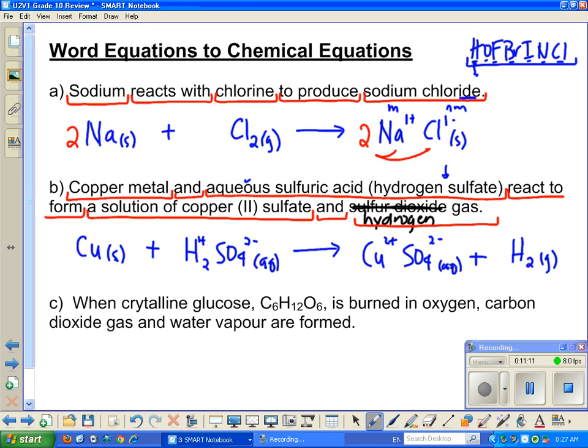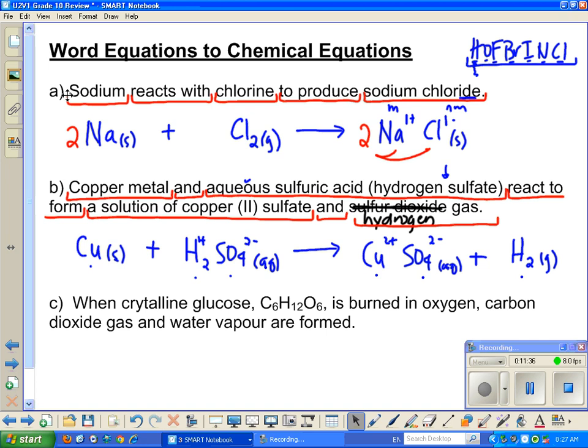Now the wonderful thing about this equation, if we compare left side and right side in terms of types of elements present, is it is in fact balanced. We have 1 copper on the left, 1 copper on the right, 2 hydrogens here, 2 hydrogens here, and a sulfate, an S and an O4 here, and a sulfate, an S and an O4 here. So no further balancing is required.